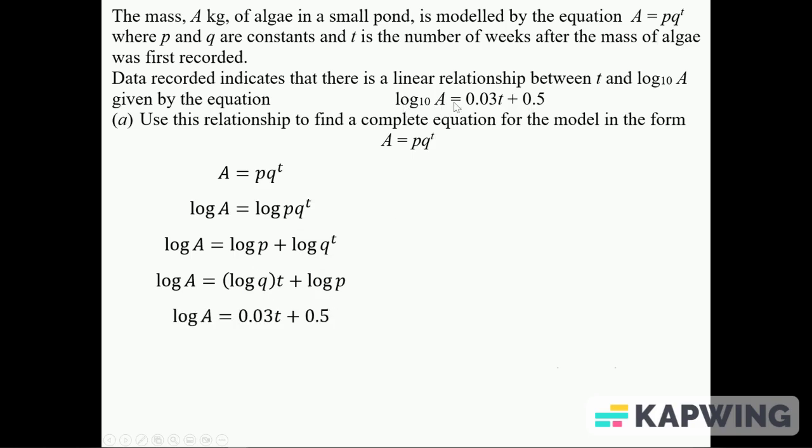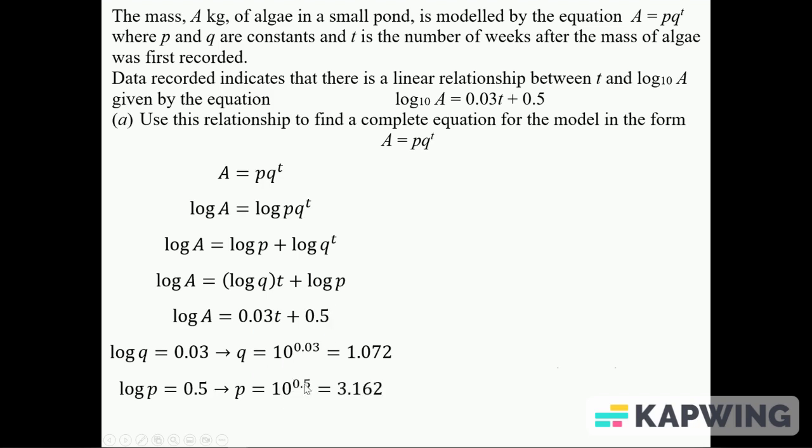Then I compare it with the linear relationship. I've got log of A here. I've got something times T here and then the log of P. So comparing it, I can see that the log of Q is 0.03. So Q is 10 to the power of 0.03, which is 1.072. The log of P is 0.5. So P is 10 to the power of 0.5, which is 3.162. And there's my full relationship.